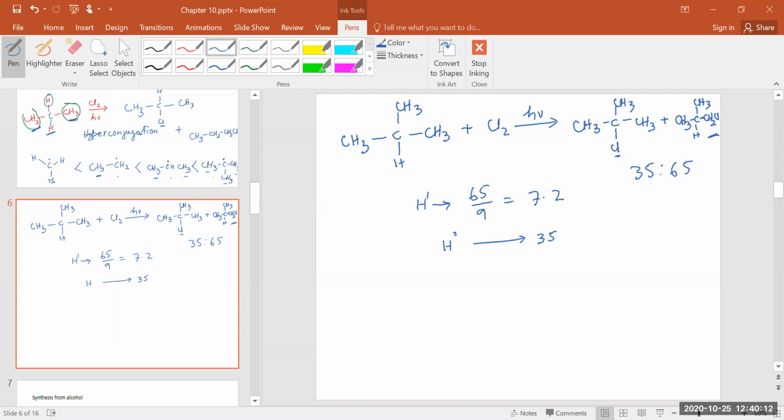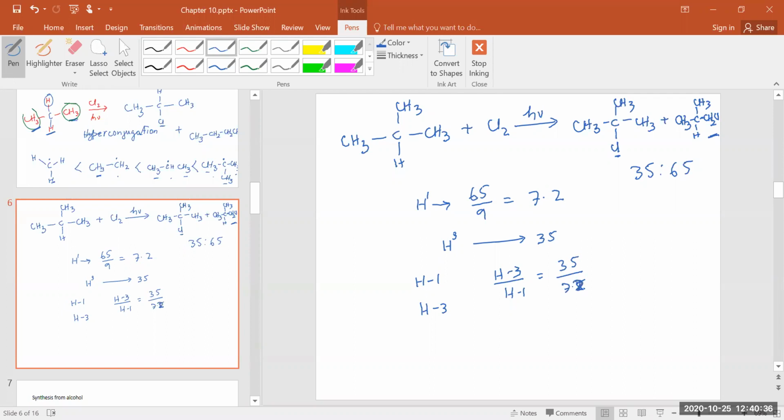here it is a tertiary. So this one, let's write it this way, H1 and H3. Okay, primary versus tertiary. So what is the ratio? H3 by H1 will be 35 divided by 7.2.